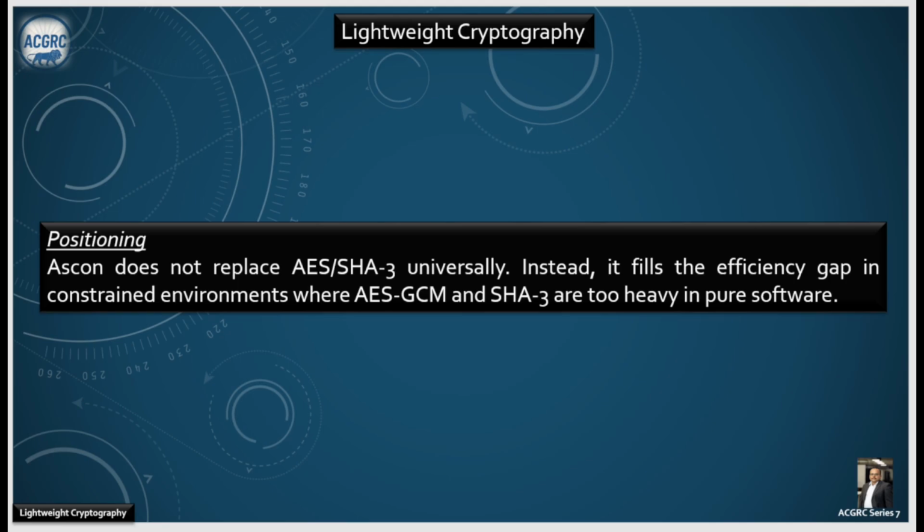So Ascon does not replace AES or SHA-3 universally. It's not going to replace it. Instead, it fills the efficiency gap in constrained environments where AES-CCM and SHA-3 are too heavy from a pure software environment perspective.